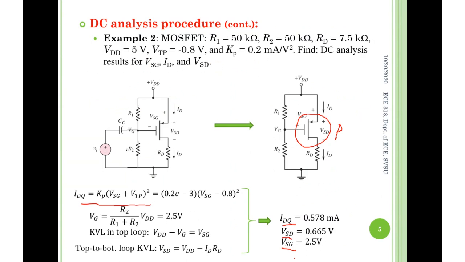We got these values, and then what's the next? Checking, right? You're comparing VSD with the VSD saturation voltage. Has anyone done the rest of the work? Any conclusion? No one? I think I found that it was in the non-saturation region, but I didn't get any further than that. Okay, that's fair.